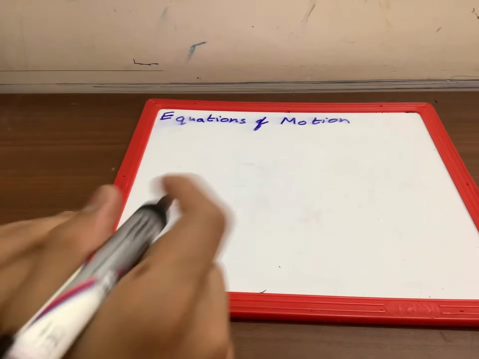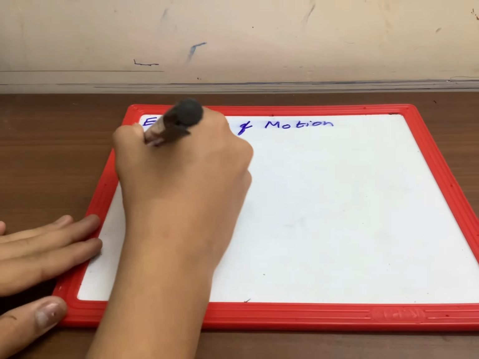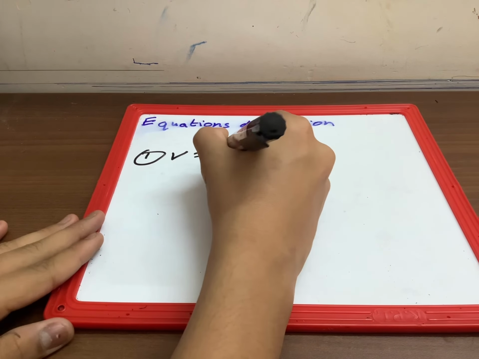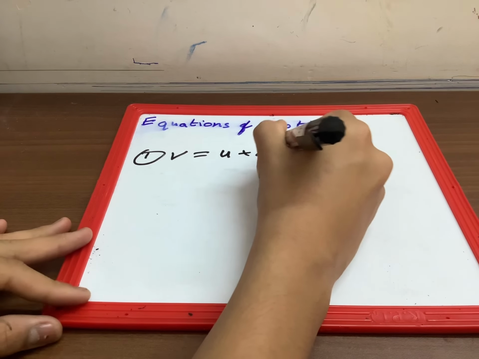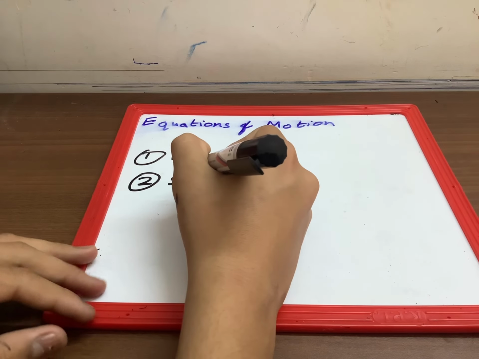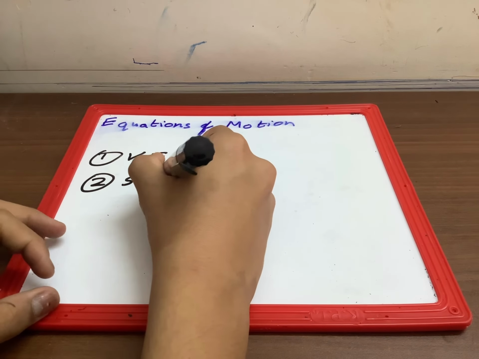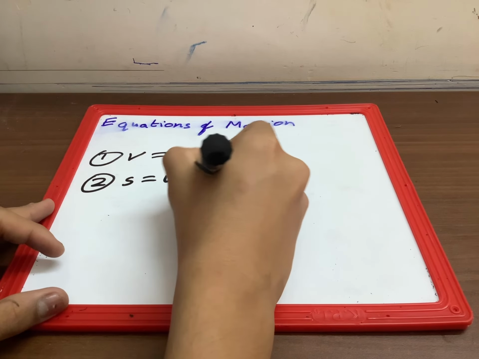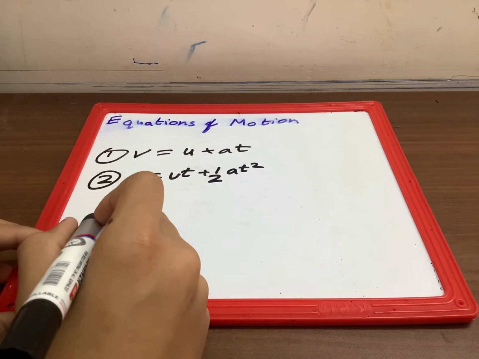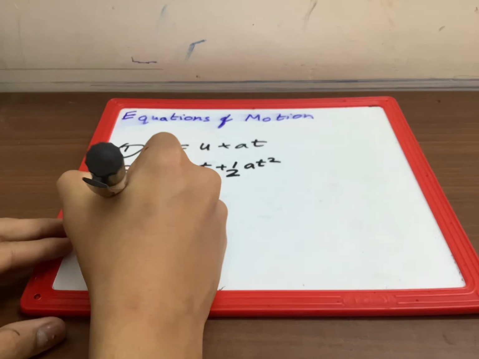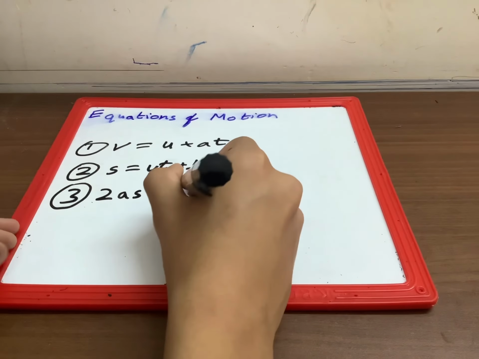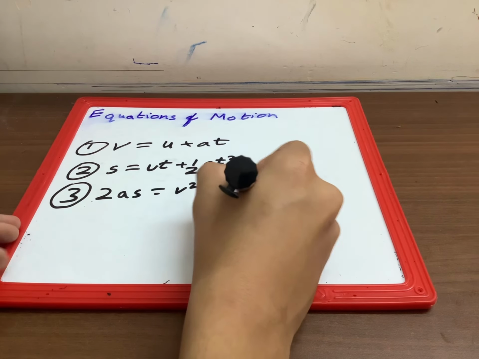Let's take a look at all three equations of motion in short. The first equation of motion is final velocity equal to initial velocity plus acceleration into time. Second equation of motion is displacement equal to initial velocity into time plus half of acceleration into the square of time. Third equation of motion is 2 into acceleration into displacement equal to final velocity squared minus initial velocity squared.